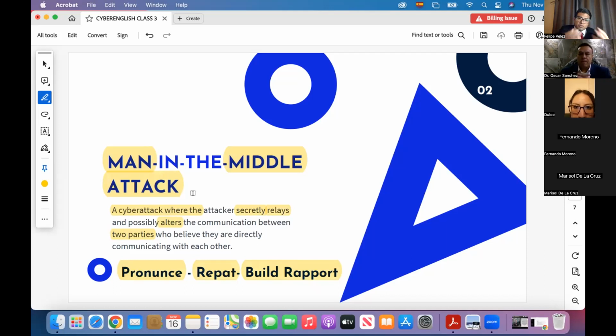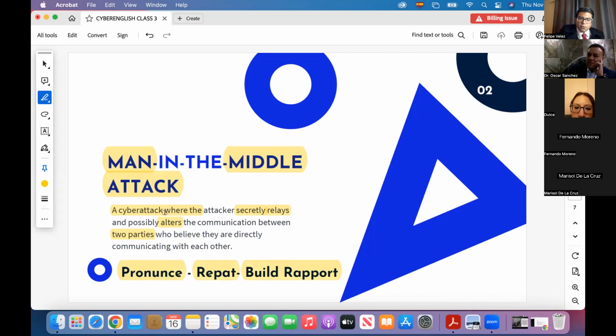But when it's a translation, it has to be verbatim. Verbatim means that it has to be word by word. So I'll translate myself verbatim. Man in the middle attack. El hombre, ataque del hombre en medio. Man, hombre, in the middle es en medio. Ataque. Es un ataque del hombre en medio. Eso es man in the middle. Esa es una traducción verbatim.